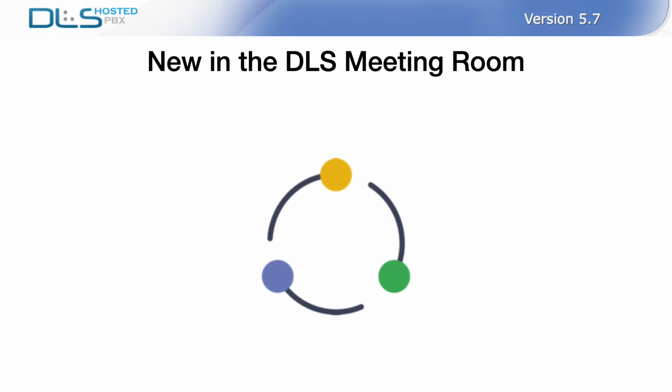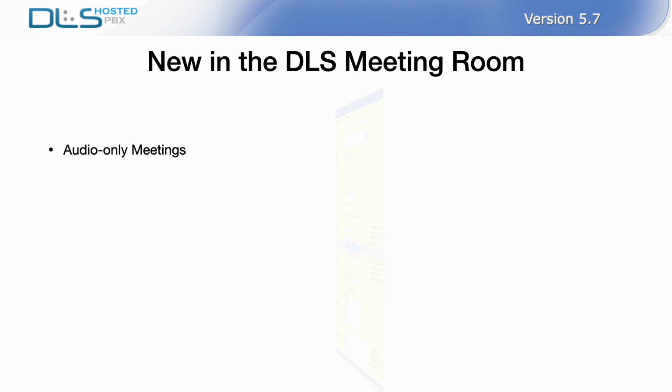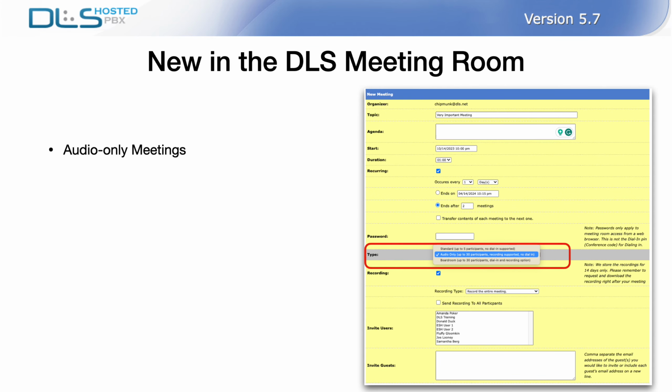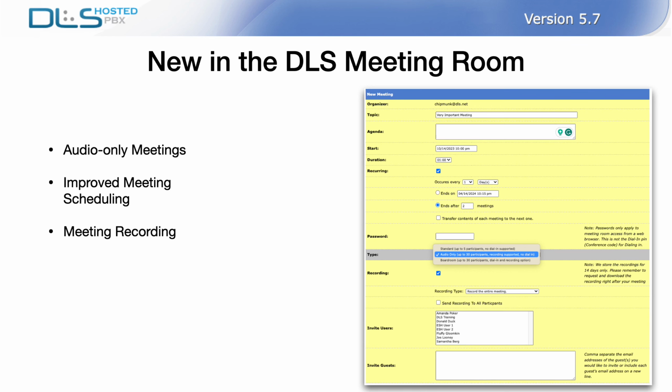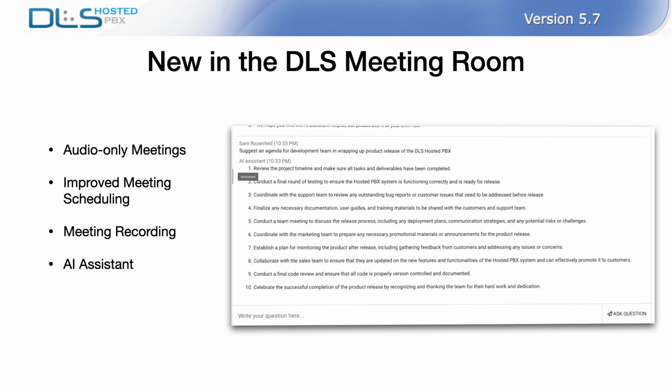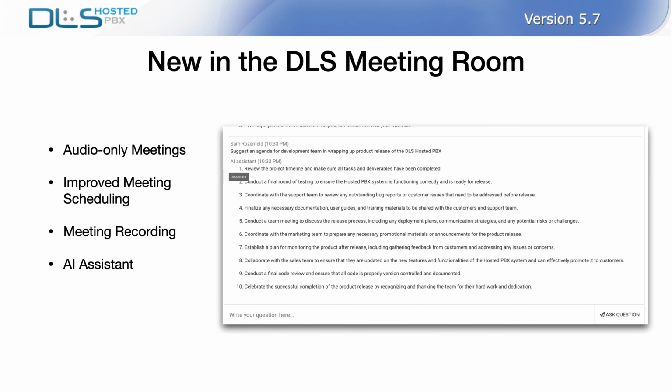What's new in DLS Meeting Room for DLS Hosted PBX 5.7? This release brings some enhancements. Now you can have audio-only meetings. It will come in handy when video interaction is not desired or video hardware is unavailable. We took the pain out of scheduling. Scheduling your recurring meetings is now a breeze with the improved scheduler. Both video and audio recording options have been added, so you can capture and review your meetings at your convenience. We've introduced an interactive AI assistant, connecting you with ChatGPT right within your meetings, offering valuable insights and assistance.